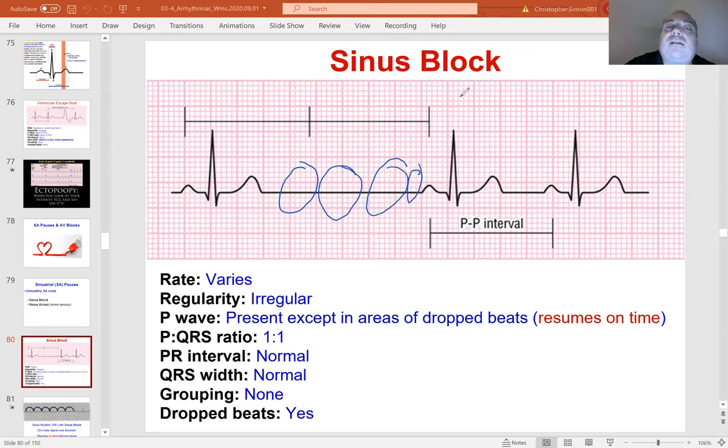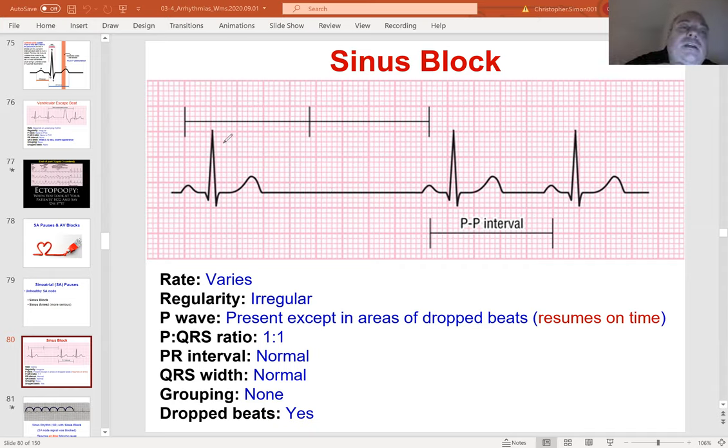Because remember, one complete cardiac cycle is a P, a QRS, and a T. We should have a P, a QRS, and a T somewhere right around there, but we don't. Because we don't have anything, we don't have a P wave that failed to propagate and create a QRS, we dropped an entire complex. So when you drop an entire complex, we call that a sinus pause, okay? And then it just depends whether it's a sinus block or a sinus arrest.